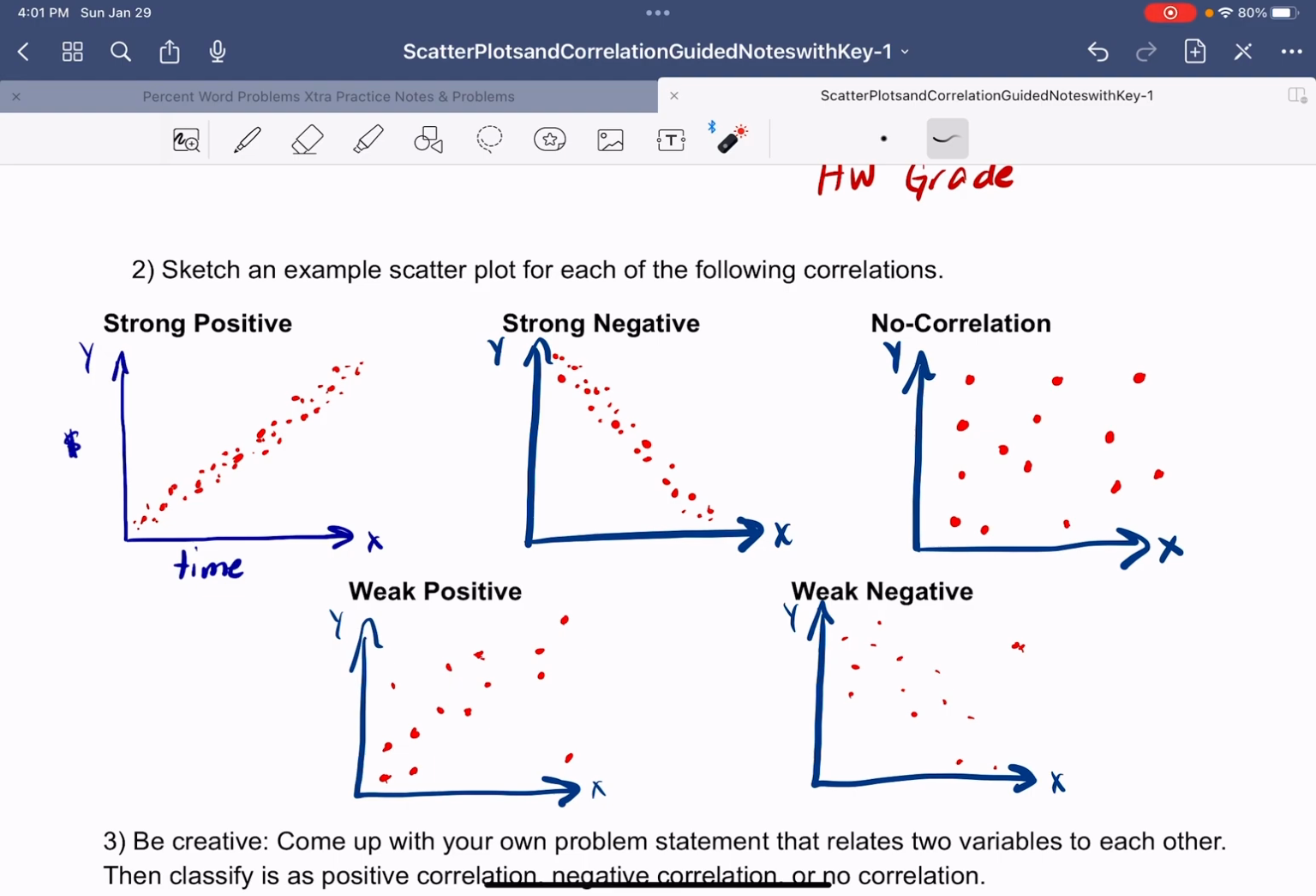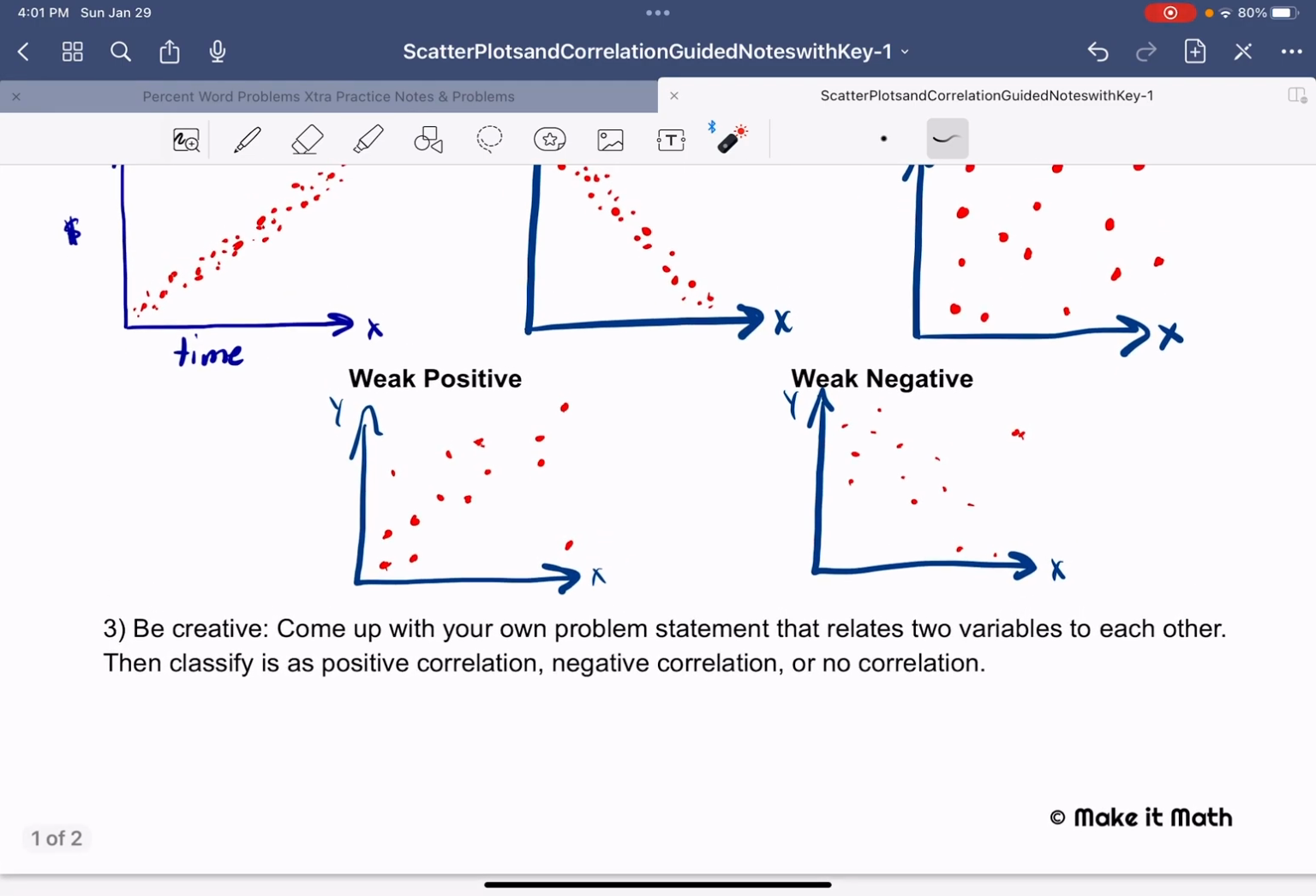All right, so let's be creative. Let's think of an example. If you would, think of an example of something that relates two variables to each other and then classify it. Is it positive correlation, negative correlation, or no correlation? Kind of like the examples I gave you above. Your answers are going to vary, so come up with something. And then what I'd like to do is after the notes are over, I want you to come up to me and let's talk about your example. Okay, I don't want to see the same example, so this is you coming up with your own example.